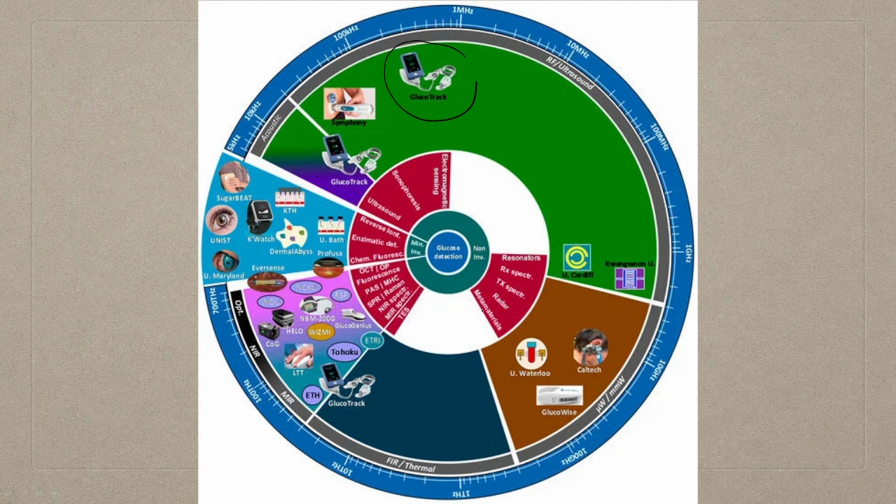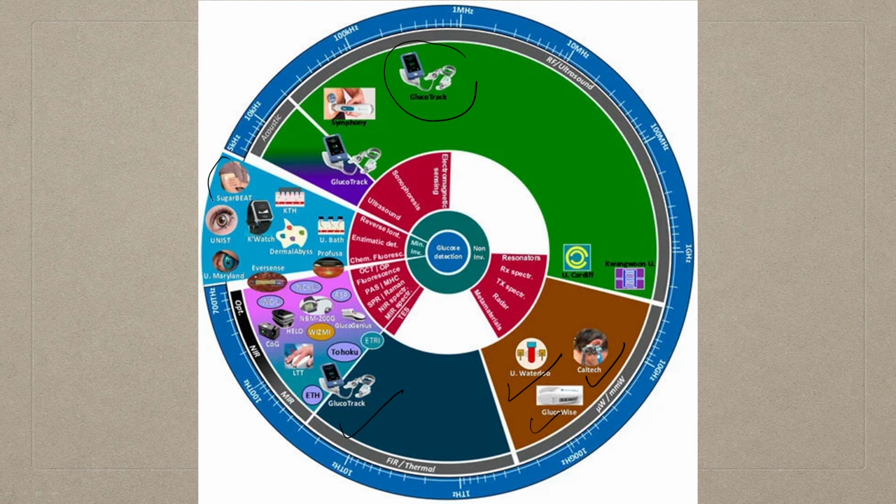If you go through them, I will just leave it for you guys to go through most of them. There are a series of technologies, Glucowise, and you can go through. At Caltech, there's a technology. University of Waterloo, there's a technology. Then you have Glucotrack. Then a series of them at different places where they have been.